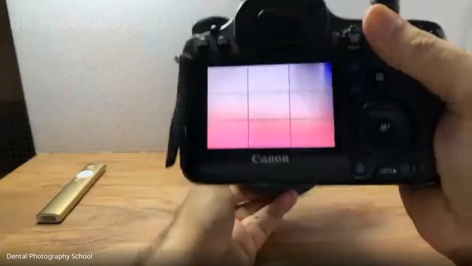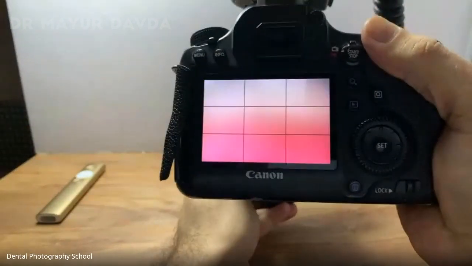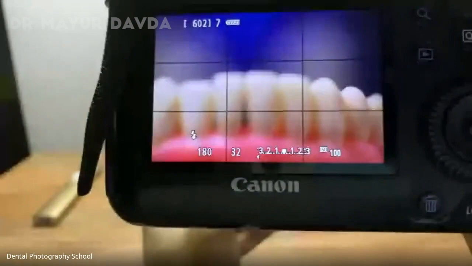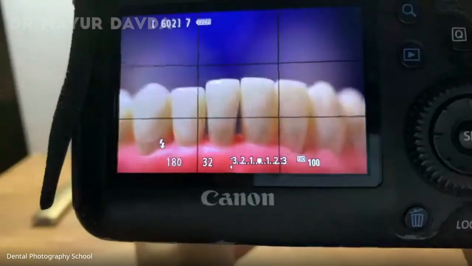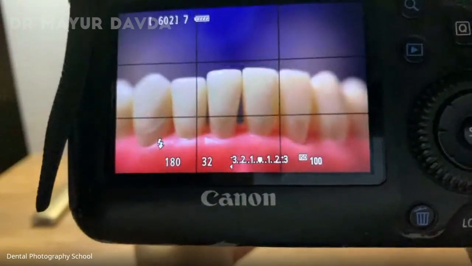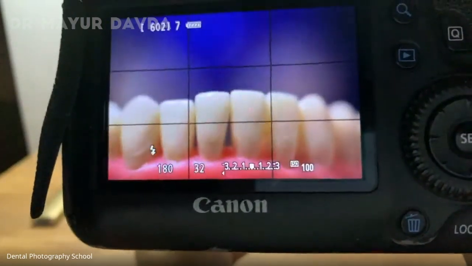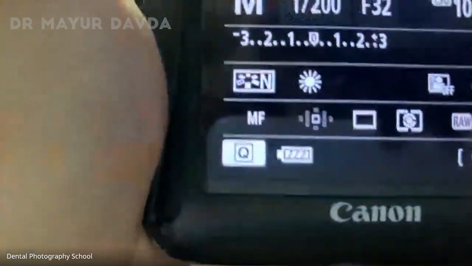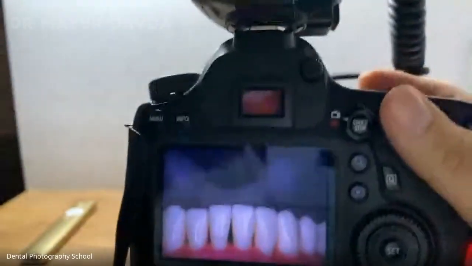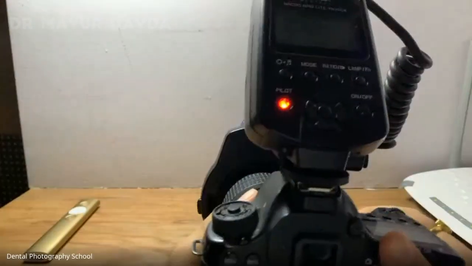Let me show that once again to you. When I'm going closer, it's becoming blurred. When I'm moving farther and farther away, it is becoming sharper. Are you able to appreciate it? As soon as it's a little bit sharp, you can go ahead and take a shot. Okay, let me go ahead and take a shot for you all, and I'll show you the picture.